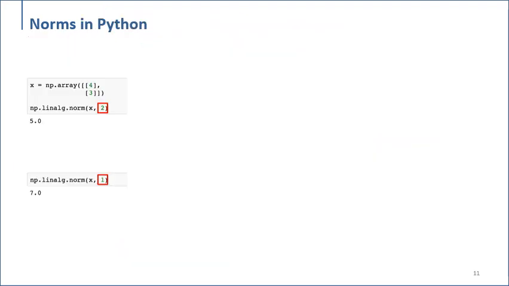So for this, let's also implement these norms in Python. Luckily, we already have a very important function, which is numpy.linalg.norm. So by just taking the L2 norm here, you can simply get the L2 norm result. And by taking this one, you can also get the L1 norm.